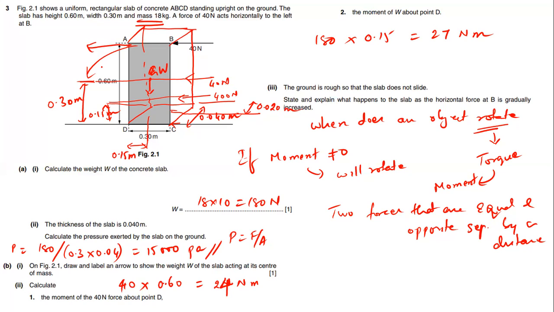Can you repeat? So when the force is increased, the distance remains the same, but the moment of force will increase. When the moment of force increases, it causes the torque to increase, so the object will rotate and topple. It will fall down to the ground. Okay, good. Let us move on to the next one.